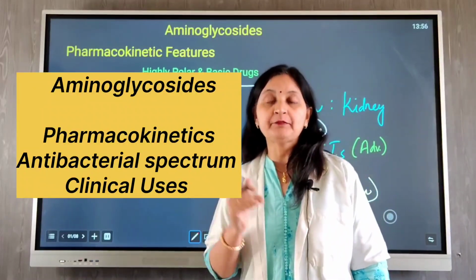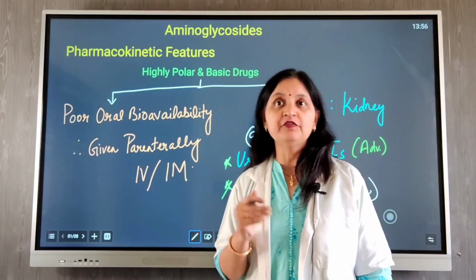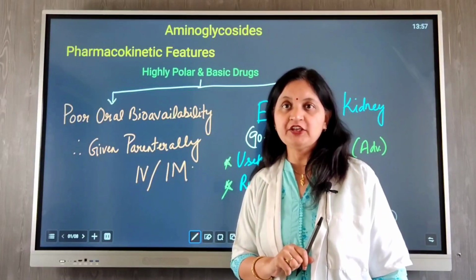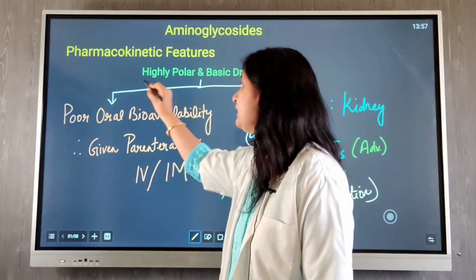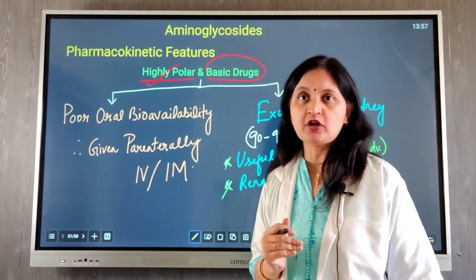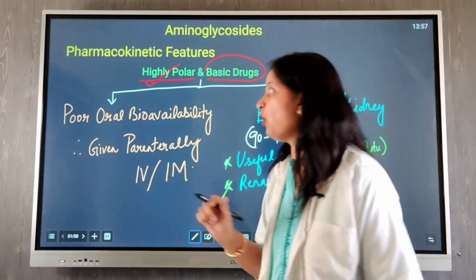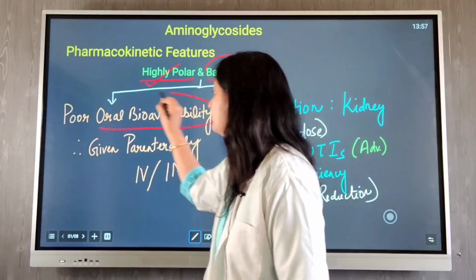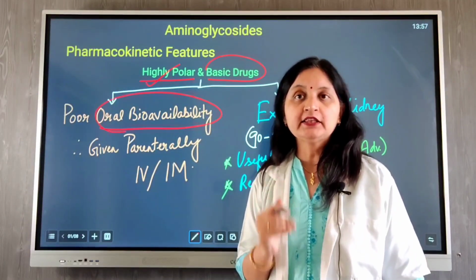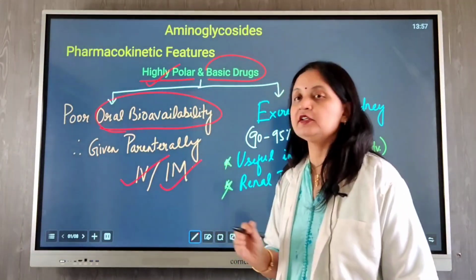Before discussing the therapeutic uses, it is important to know key pharmacokinetic features that influence the use of this group of antibiotics. One key feature of aminoglycosides is that they are highly polar and basic drugs. Because they are highly polar, they are less lipid soluble, there is decreased permeability across the membrane, and this causes poor oral bioavailability. There is decreased absorption through the intestinal tract, and therefore aminoglycosides are given via intravenous and intramuscular route.